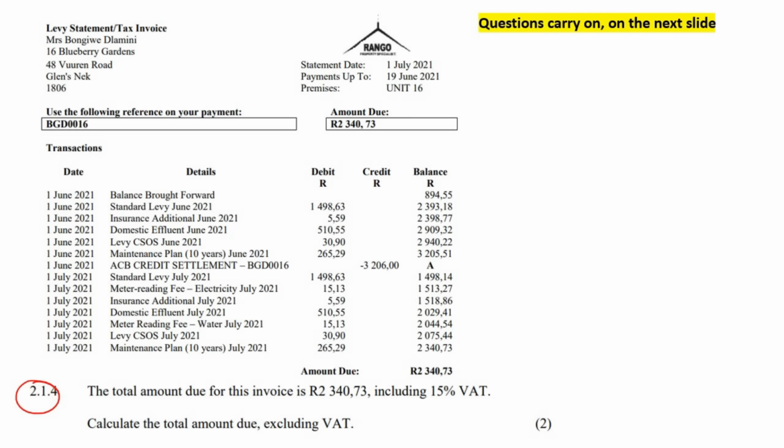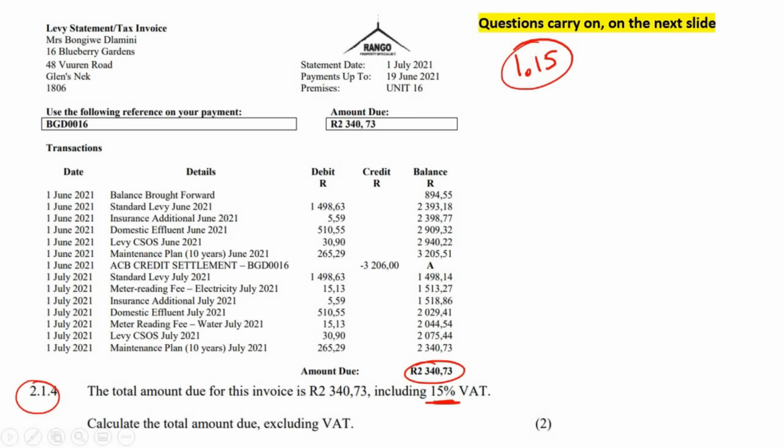Okay, this next one says the total amount due for the invoice is 2,340. We can see that, and that already includes the 15%. So the VAT is already included. The next question says, calculate the total amount due if you take VAT away. Now remember, if you've watched any of my videos where I talk about VAT, there's an easy way to do it. Just remember the magic number, 1.15.